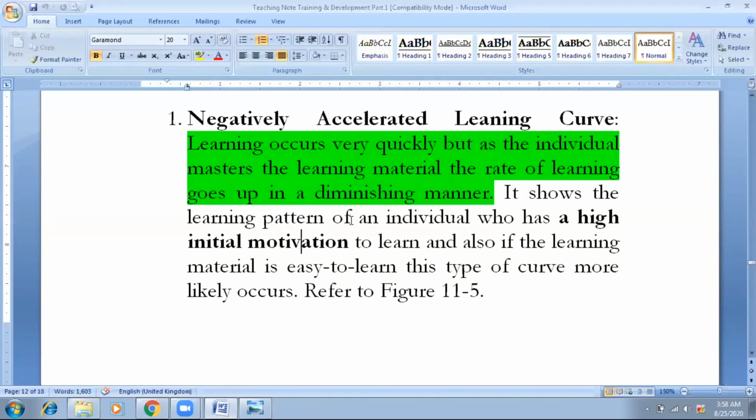So we can expect the learning pattern. So that is okay. Quick learning at the beginning. Also, if the learning material is easy to learn, this type of curve more likely occurs.